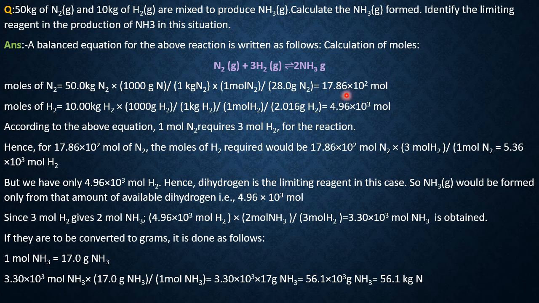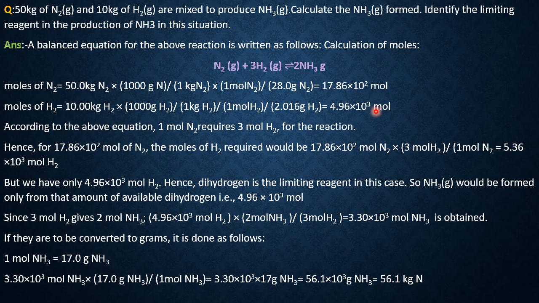Similarly, let us calculate how many moles of hydrogen are in 10 kilogram of hydrogen. Using the same method, same steps, 10 kilogram of hydrogen is equal to 4.96 into 10 to the power 3 mole. That means 17.86 into 10 to the power 2 moles of nitrogen is available, and 4.96 into 10 to the power 3 moles of hydrogen is available.